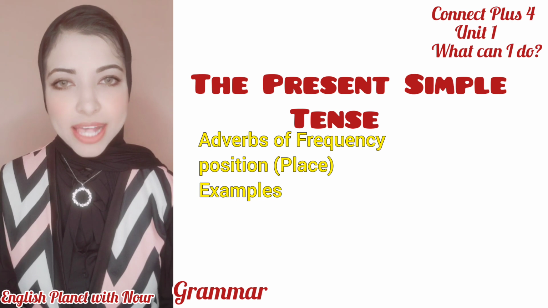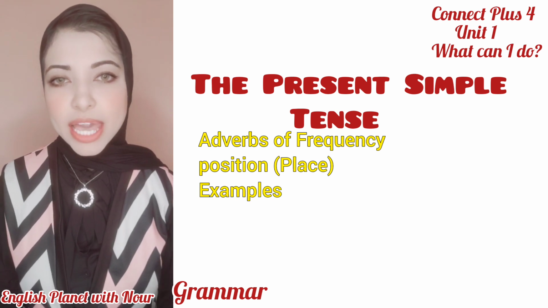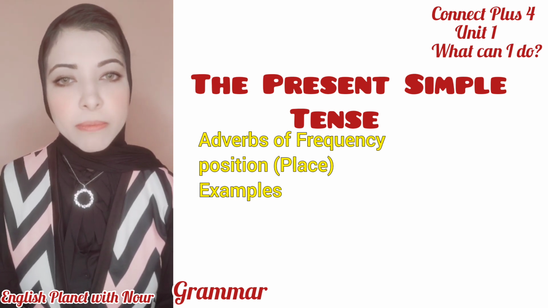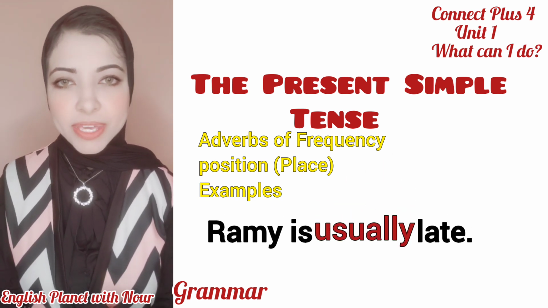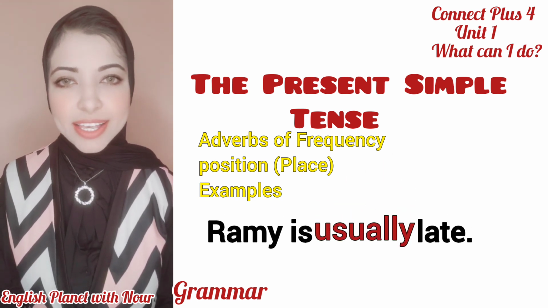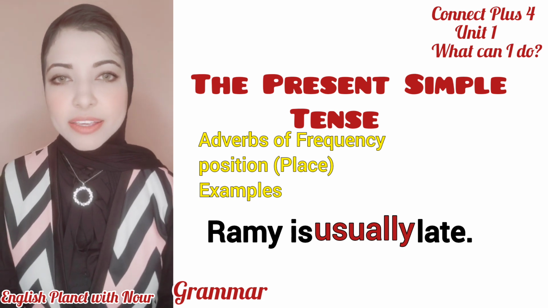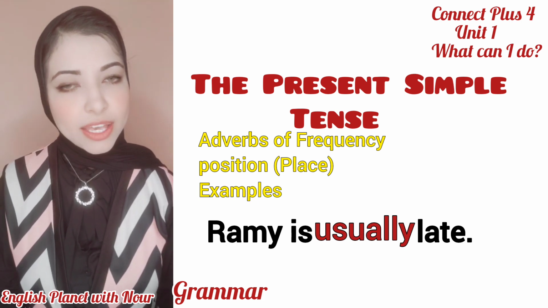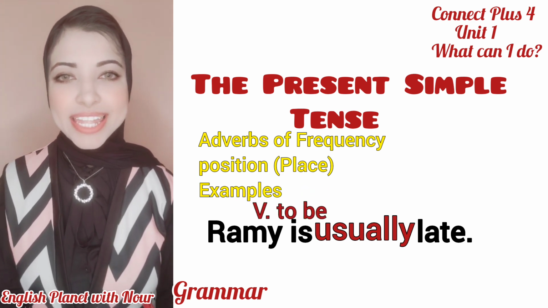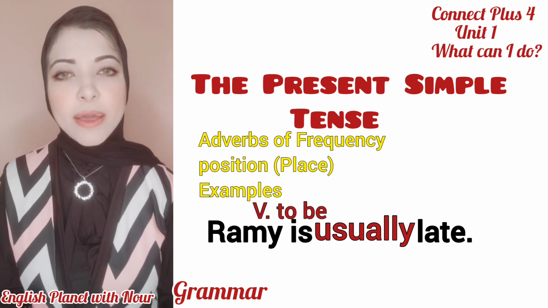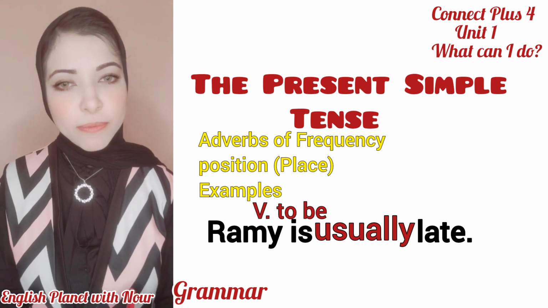In the same example, if I want to talk about verb to be, am, is, are, which one of them is suitable for Rami? Is. Rami is usually late. Here I added usually, the adverb of frequency, after verb to be, after is. So we can add the adverb of frequency before the action verb or after verb to be.